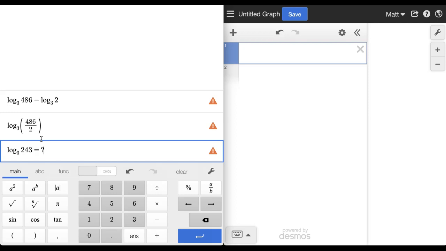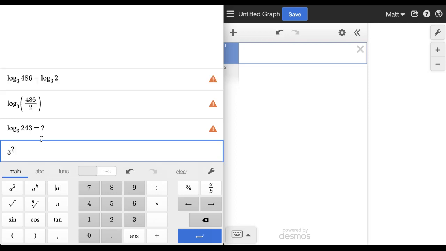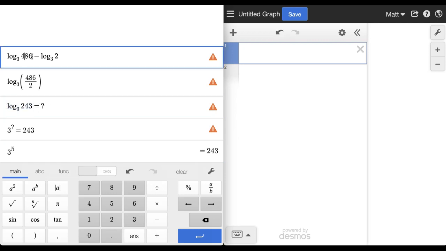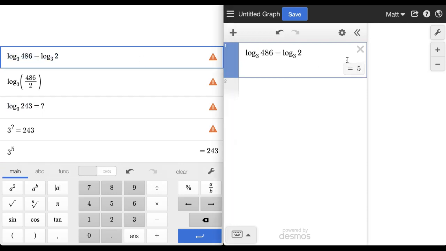Same thing, 3 to what power equals 243? We can test it. 3 to the power of 4 is 81. 3 to the power of 5 is your 243. So the answer is 5. And let's just copy and paste this all over, right? It proves that the final answer is 5. So there you go, simplifying logarithms.